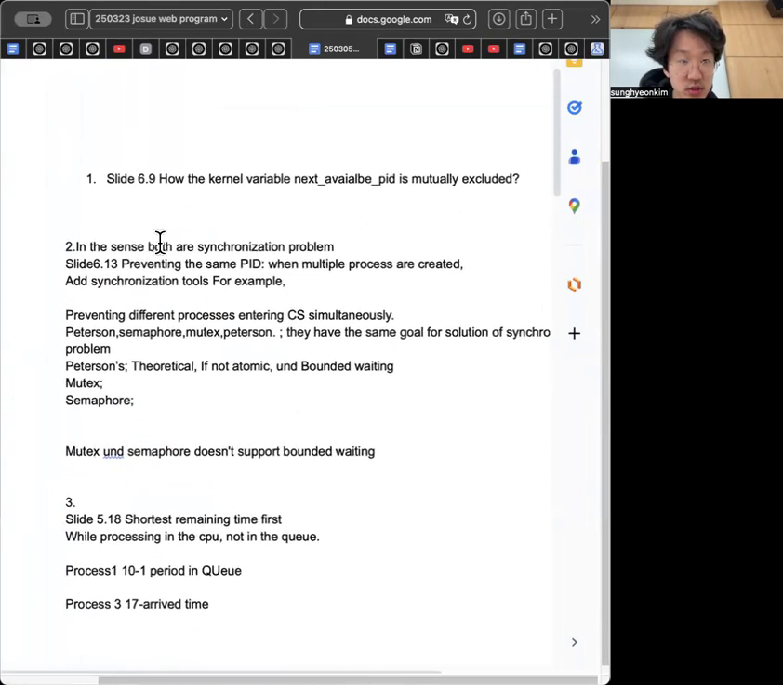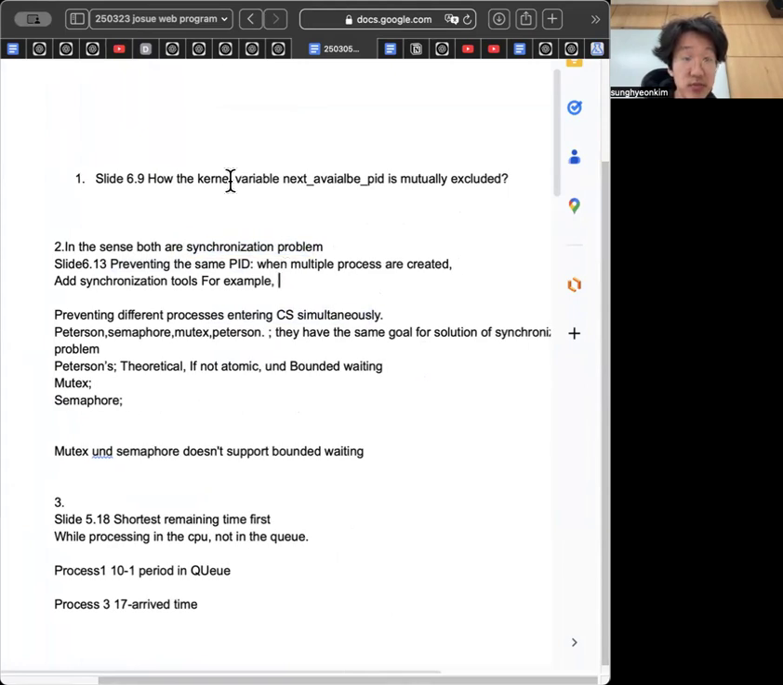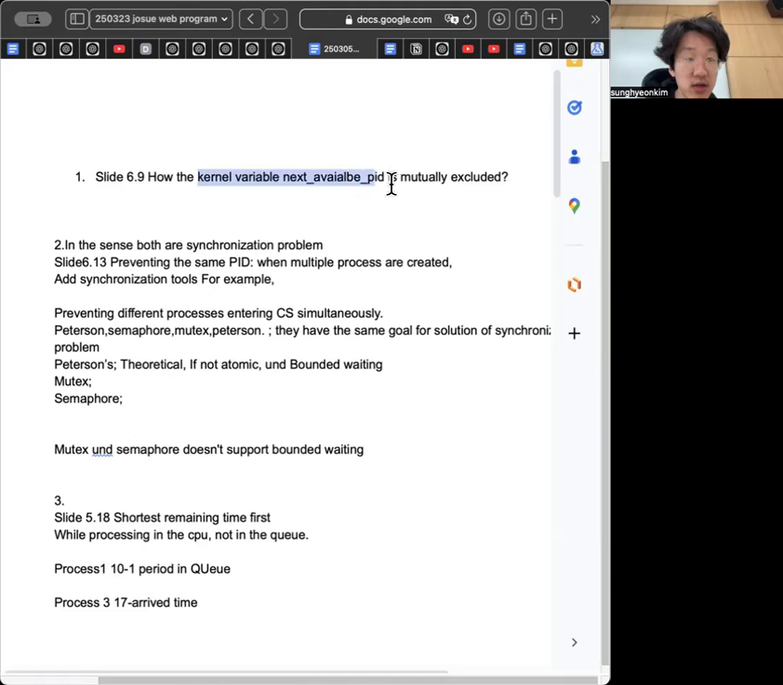Our first question was the difference between preventing the same PID and preventing different processes from entering simultaneously. Both have something in common in the sense of a synchronization problem. For the first one, there will be a kernel variable, next PID variable, and we should mutually exclude it. We can add a synchronization tool to solve the problem.